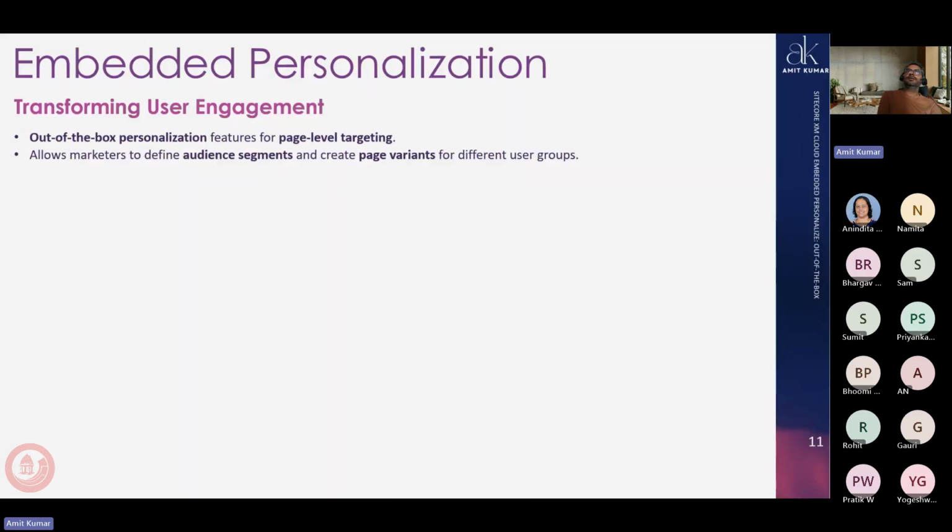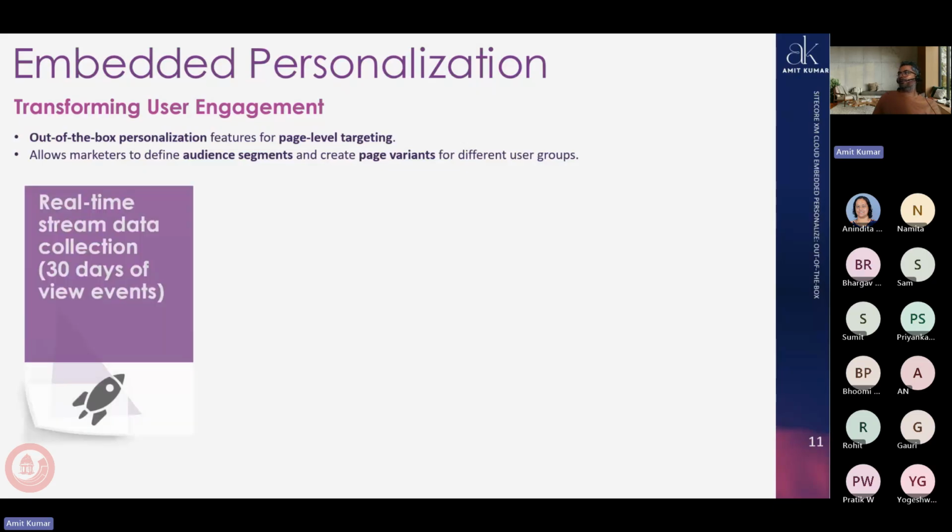And also it is providing you some set of audience segmentation, like up to 30 days of data is there. Only those you can consume in embedded personalization. And you can create a page variant also. I will show you in the upcoming demos. That is coming out of the box, and it's real time data, because it's taking the page context as well as 30 days of historical data it can utilize.